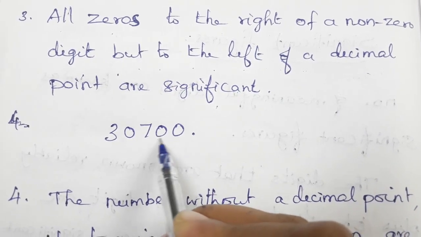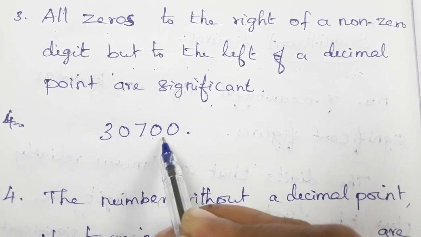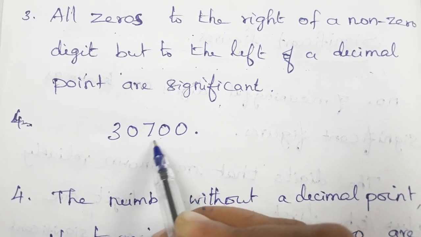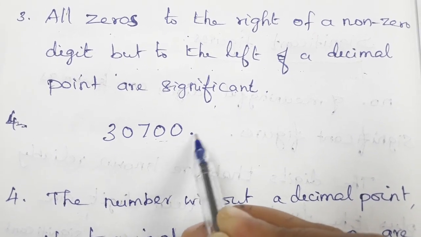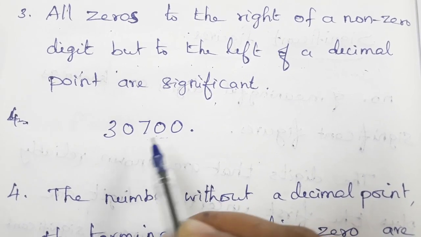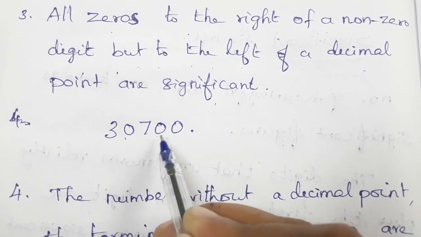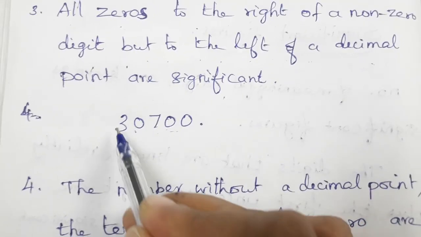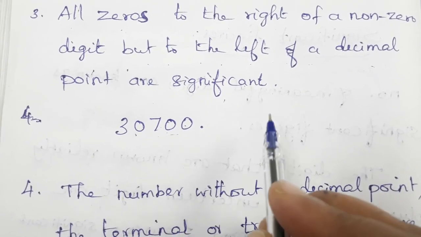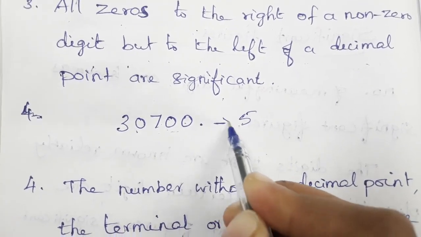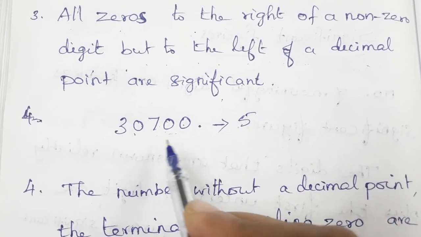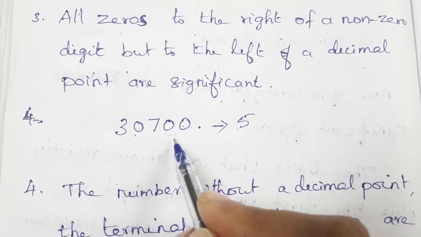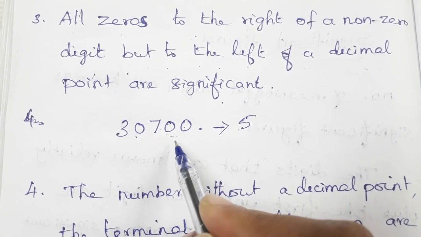All the zeros to the right of a non-zero digit but to the left of the decimal point are significant. So here this is already significant and these two zeros are also significant because there is a decimal point. So 1, 2, 3, 4, 5. So this number has 5 significant figures.